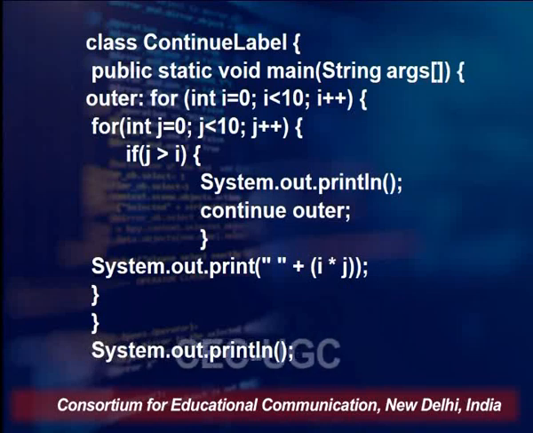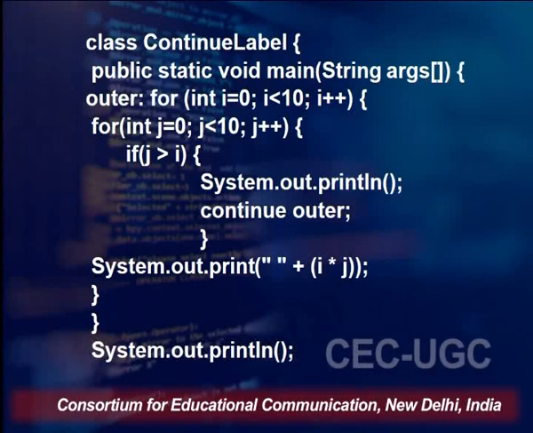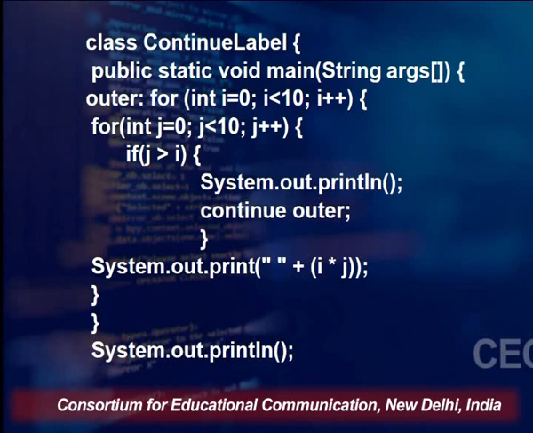then System.out.println and continue outer. That means it is going to continue with the next iteration of the outer loop, and whatever is given after this is not going to be printed or accessed. So, this is the implementation of continue.